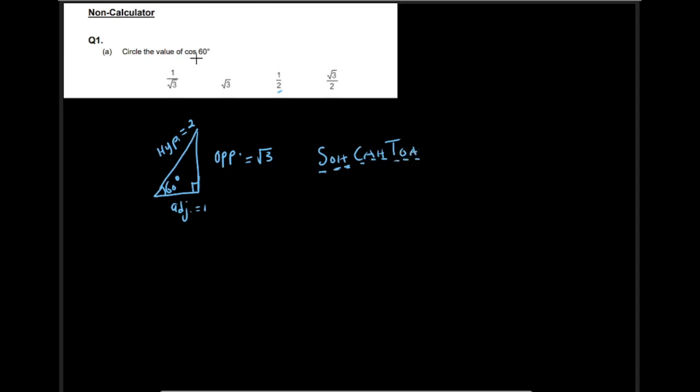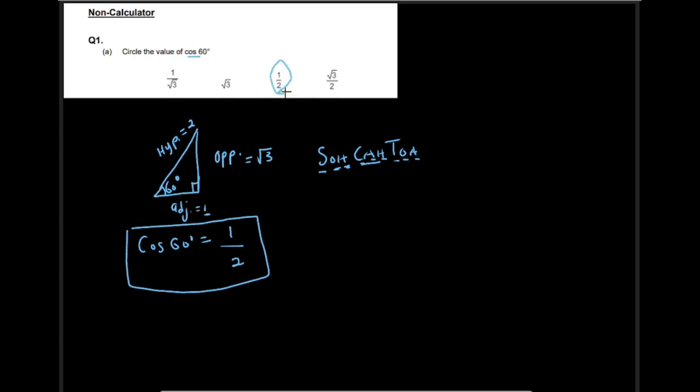Now in this case we are trying to get cos 60 degrees, so we go with CA. Alright, so we have cos 60 degrees to be equal to adjacent. What's the value of our adjacent? 1. So we have equals 1 all over, what's the value of our hypotenuse? 2. So we have that cos 60 degrees is equal to 1 over 2. So this is our correct answer here.